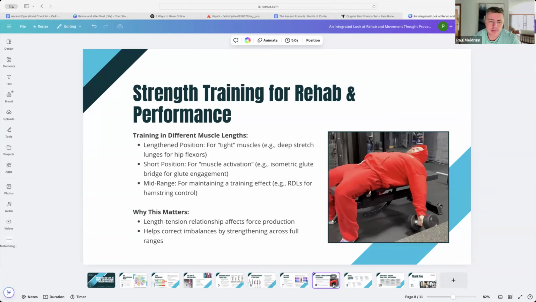Training in different muscle lengths. So we have tight muscles, we train in lengthened position. If we have weak muscles, the phasic muscles, we train them in the shortened position, like isometric glute bridges. And mid-range, we might just do that to maintain a training effect, because mid-range muscles rarely cause problems.